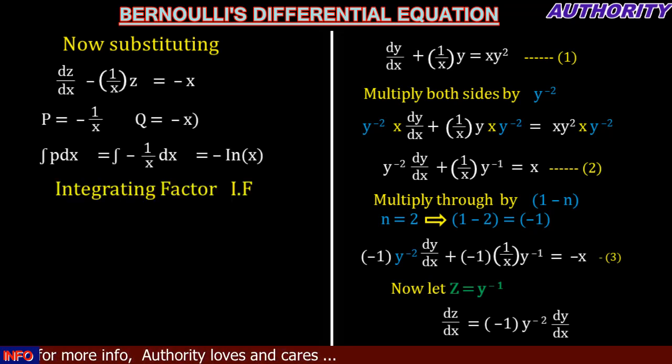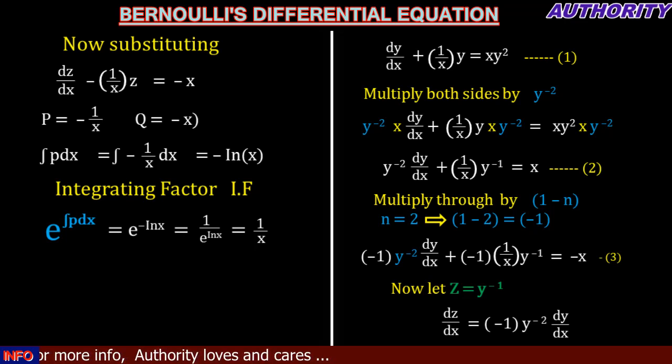Now let's find the integrating factor. The integrating factor is e raised to power the integral of p dx. We found the integral of p dx to be minus ln x. That means we're going to take the exponent of it, so we say e raised to power minus ln x. This e raised to power minus ln x is the same thing as saying 1 all over e raised to power ln x.